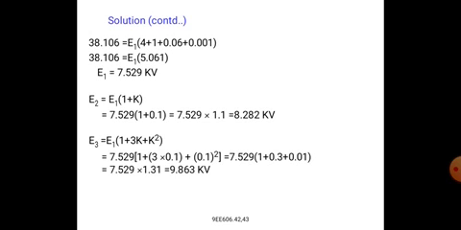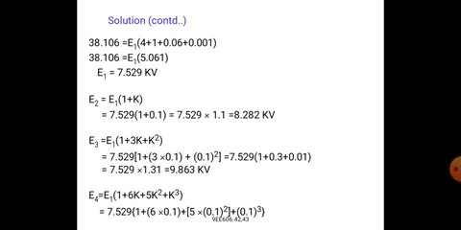Or E4 is equal to the direct formula, E4 is equal to E1 into (1 plus 6k plus 5k square plus k cube). So substitute the values, or directly E4 is equal to E phase minus E1 minus E2 minus E3. So E4 is equal to 12.43 kV.